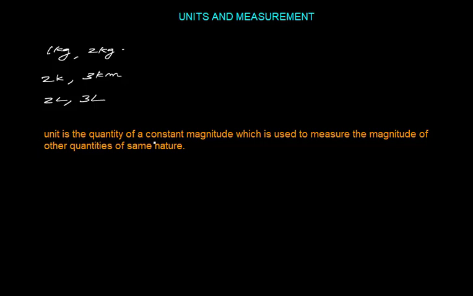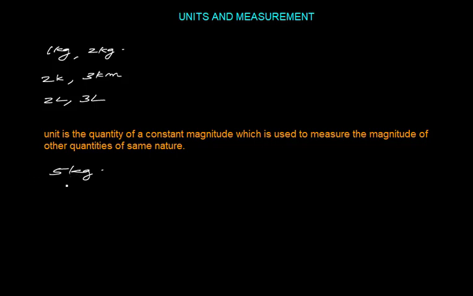Unit is the quantity of a constant magnitude which is used to measure the magnitude of other quantities of the same nature. Therefore, every physical quantity has two things. One is a numerical value like this, and the other is a unit. For example, if we want some sugar, how do we measure the amount of sugar we want? We can say that we want 5 kg of sugar. Here, this physical quantity has a numerical value and a unit.